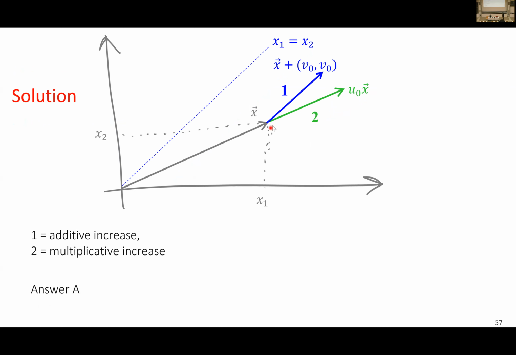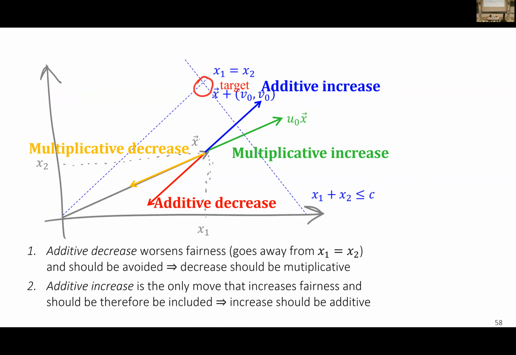Because if I do an additive increase, I add the same amount to both coordinates, which means I do a move that's parallel to the diagonal here. If I do a multiplicative increase, I multiply the vector by a constant number, which means I am aligned with 0 here, which is move number 2. Well, it tells us a lot of things. If we look at all the positive moves, that's the one we've seen, multiplicative increase and additive increase, that's what they do. Additive decrease, that's what it does, and multiplicative decrease is shown here.